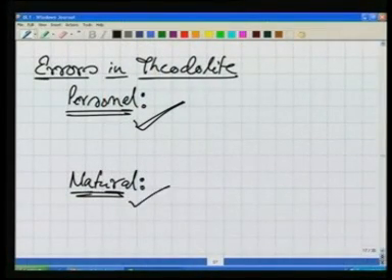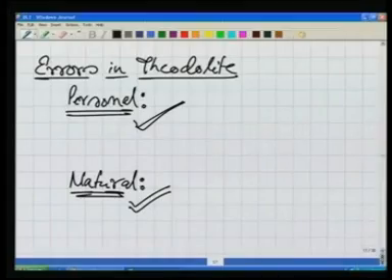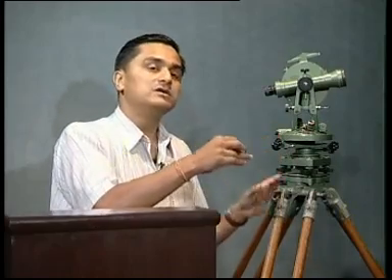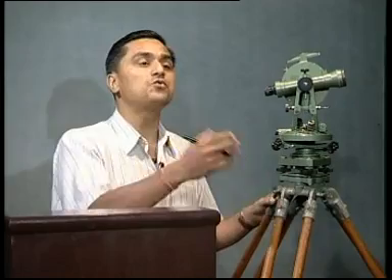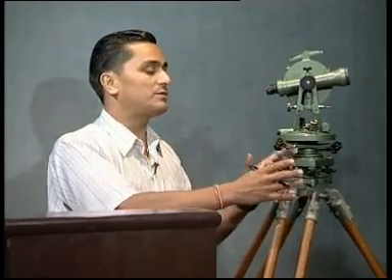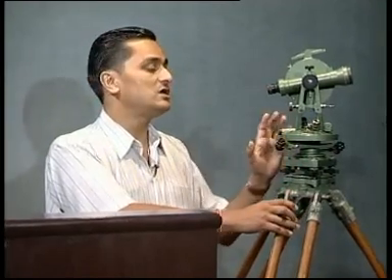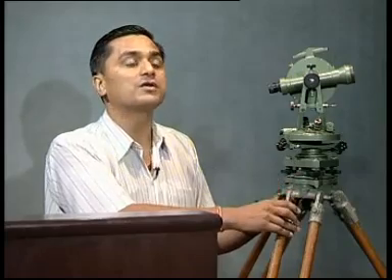Similarly, the natural errors, there may be many. Some of them, while we are working in the field with the theodolite, it might happen if the ground is soft, one of the legs goes down. So what will happen? The leveling will change, and now our observations will be wrong. Or if it is too windy in the ground and there are vibrations in the instrument, again the readings which are taken will be wrong.